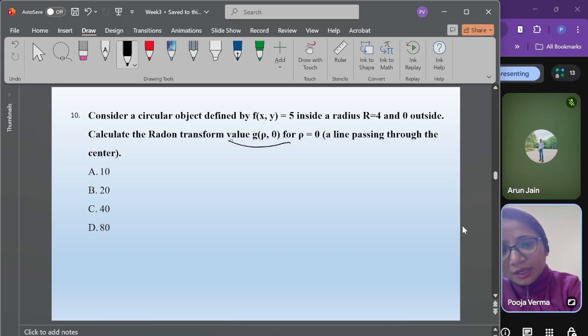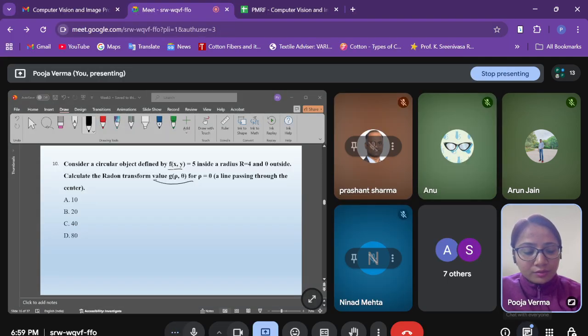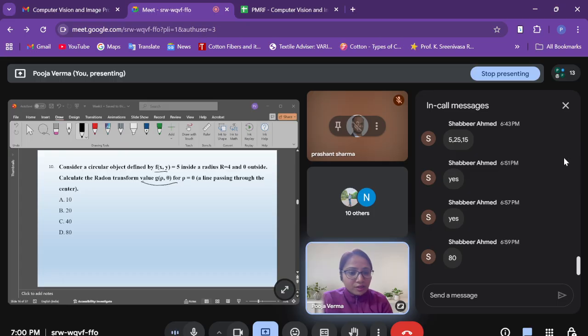So the Radon transform, that is g(rho, theta), represents a line integral of a function f(x,y), that is this one, along a straight line defined by the parameter rho, that is the distance from the origin.